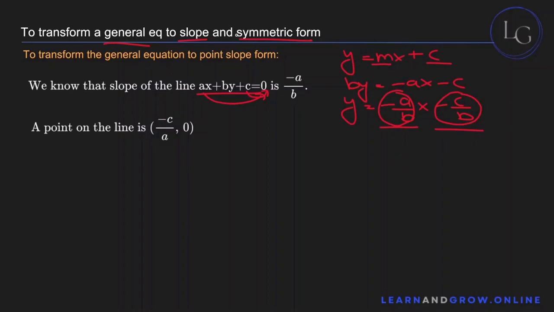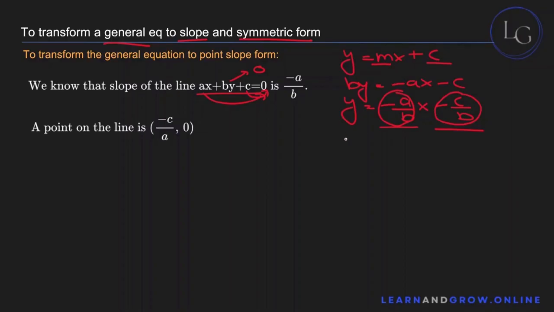Now to calculate the symmetric form, you need to find another point on the line apart from the gradient, apart from the y-intercept. So the easiest one is to just find the x-intercept. The way to find the x-intercept is to put y equal to 0, because in the x-intercept, the y value is 0. In the y-intercept, the x value is 0.